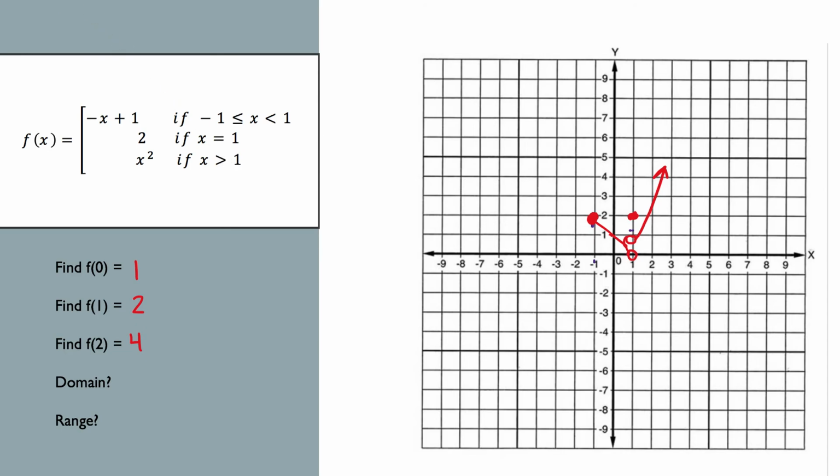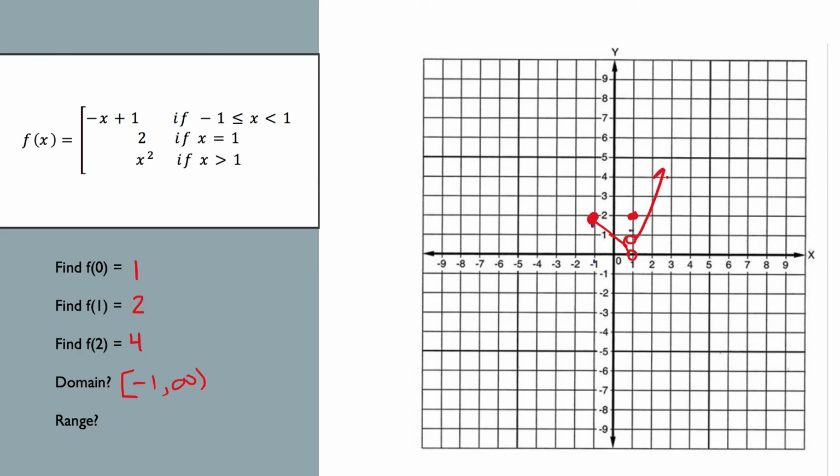The next question is asking me for the domain. So my domain, by looking at my graph, the leftmost point on the graph is at -1. It is included as a point, so I'm going to put a bracket. And the rightmost point on the graph is going to be reflected in this arrow, and that arrow tells me that it continues on to infinity. So we'll say that our domain runs from -1 to positive infinity. Remember, your infinities always get parentheses.